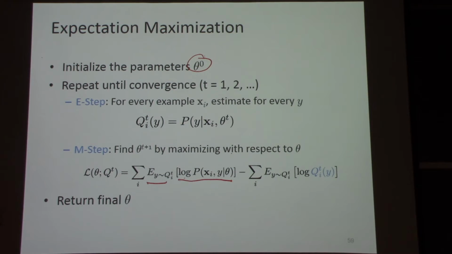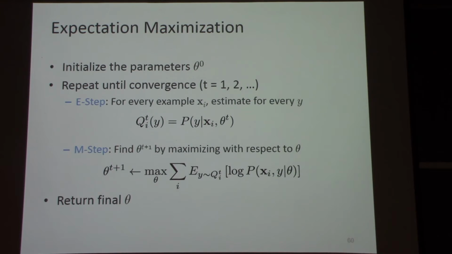So let's talk about this expected log likelihood function. First of all, the second term is independent of theta, and there's no need to carry that around. Let's get rid of that. So the M step is simply to maximize with respect to theta the expected log likelihood according to the current model.